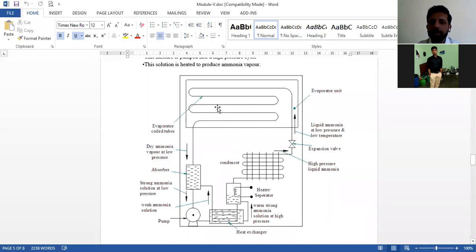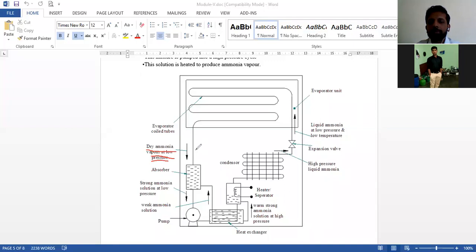Once it comes out of these evaporator tubes, this ammonia which was liquid at the inlet will be in the dry ammonia phase at the exit. That means it is converted into gaseous phase because it has absorbed that heat. As we know, ammonia has a very low boiling point. A slight increase in its temperature will convert it into gaseous phase. So it will be dry ammonia at low pressure.